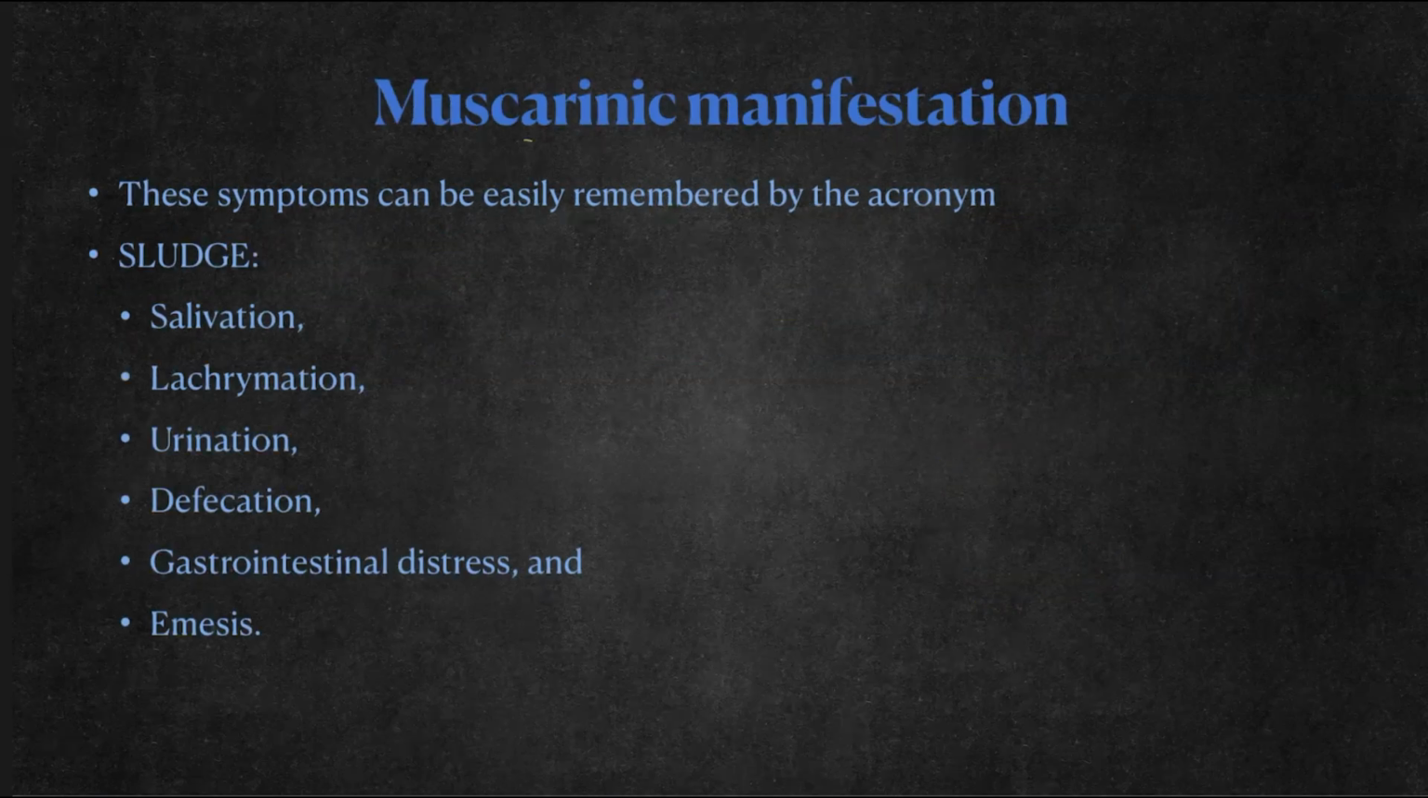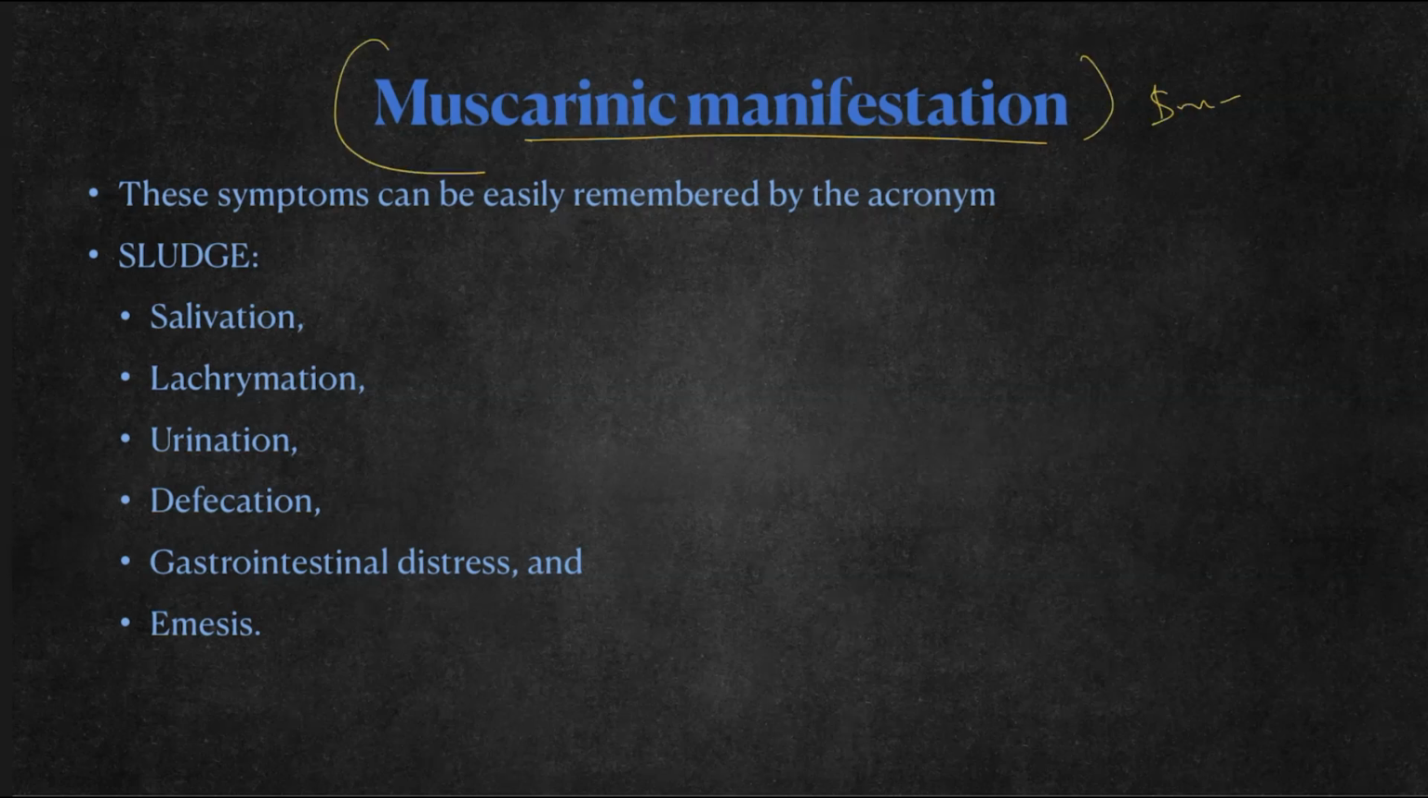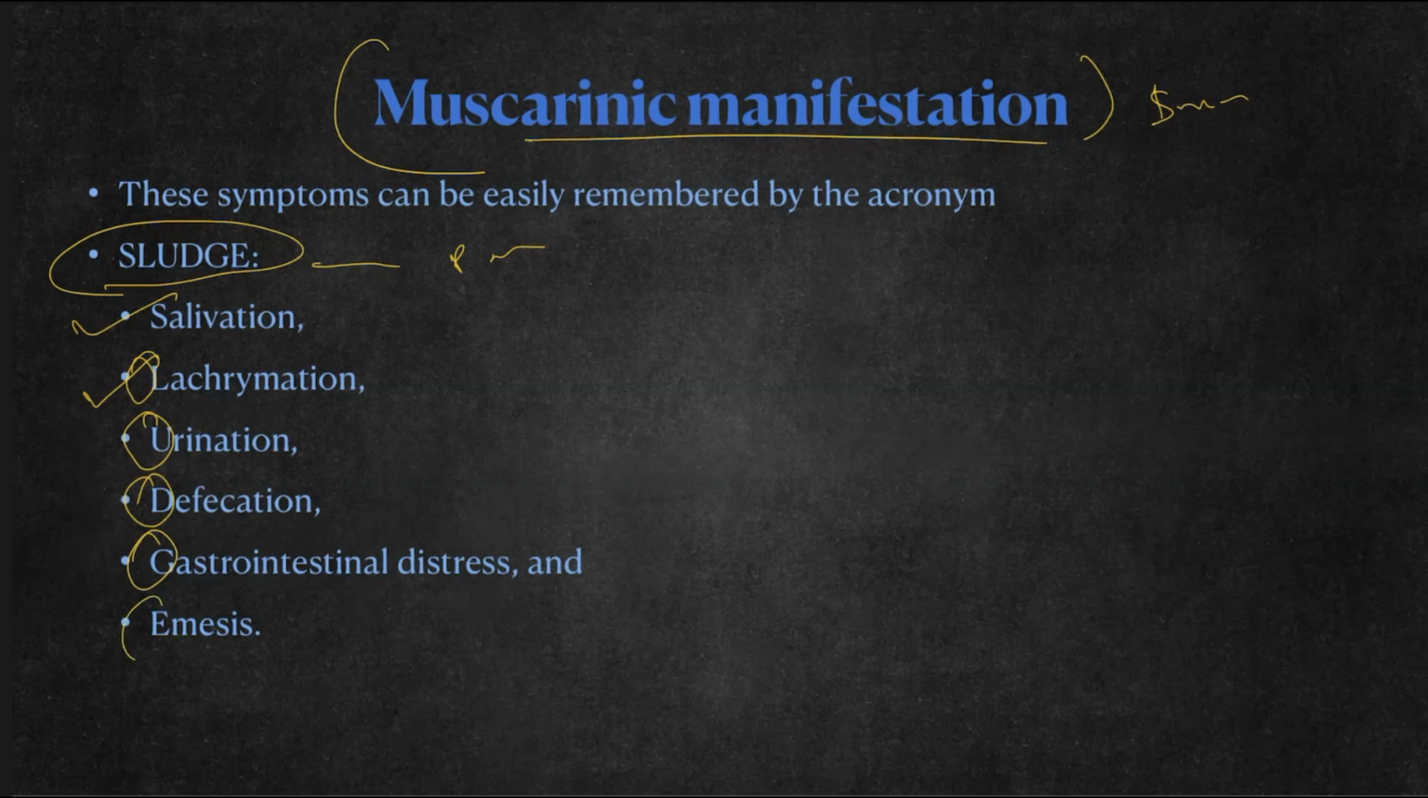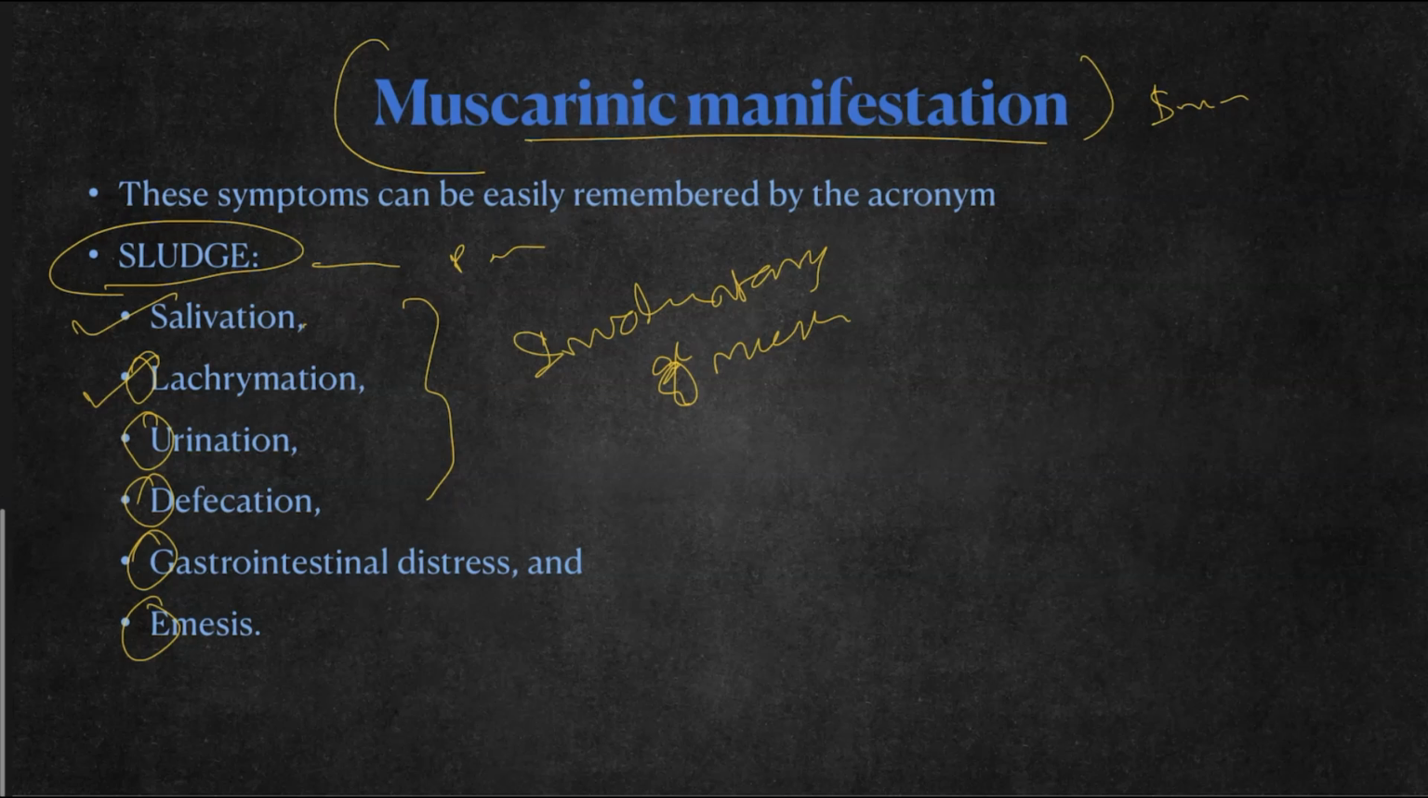Coming to muscarinic manifestations. As I mentioned, these involve involuntary muscles. They can be remembered as SLUDGE. This is one of the popular acronyms, which includes S for salivation, L for lacrimation, U for urination, D for defecation, G for gastrointestinal distress, and E for emesis. You should remember these are all involuntary muscles, mainly the salivary gland and lacrimal gland. These muscles are stimulated and cause increased secretions.